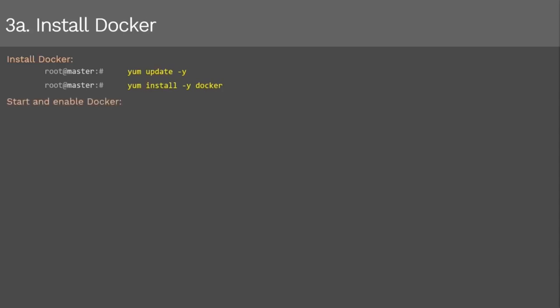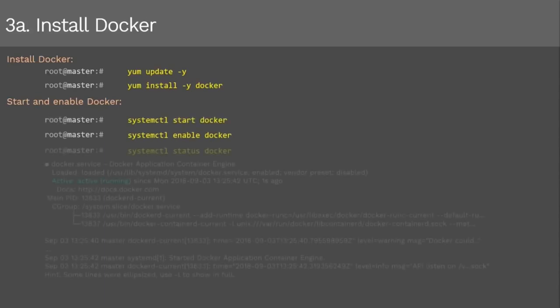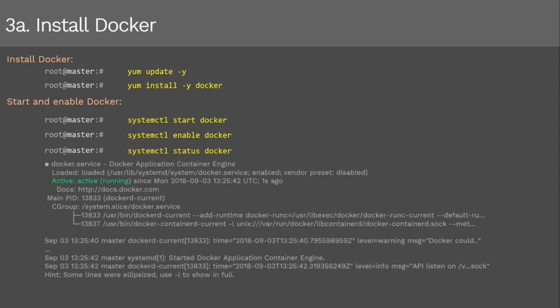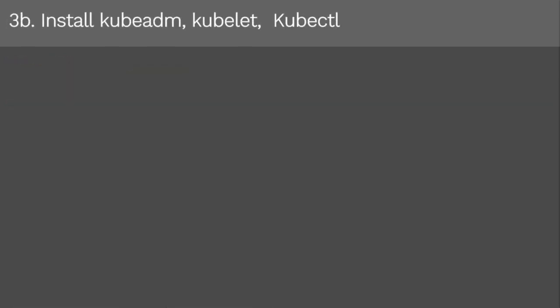After successful installation of Docker, start the Docker service and enable the service to start at boot time. We need the Docker container engine on all servers, including the master and the worker nodes. So you need to install Docker and then start and enable the Docker service on all servers. Once that is done, we can install 3 other applications, which are Kubeadm, Kubelet, and Kubectl.